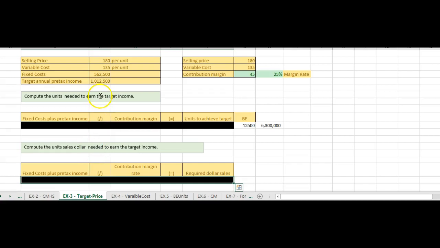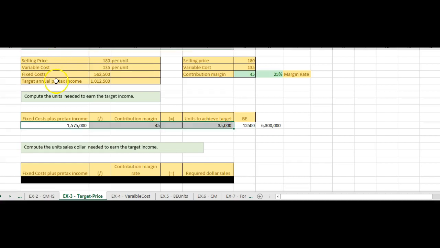Now we're going to add a targeted price. Not only do we want to cover the fixed, but we want to cover the targeted pre-tax income. So to do that, we do the same calculations here, and we have the same margin rate. But now we add that income that we want to the fixed costs. So not only do we cover fixed costs, but we cover the pre-tax income.